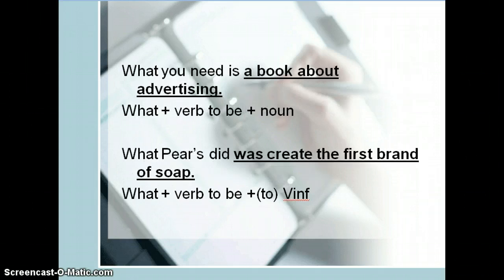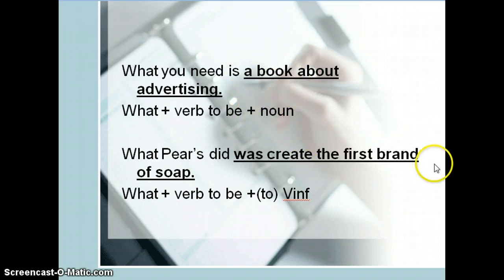So let's have a look at the first example. For example, "What you need is a book about advertising." Okay, it's a very simple example that tells us it's emphasizing that you need a book about advertising. All right, so the way that we form it is using the question word what, the verb to be, and the noun, in this case because a book is a noun.